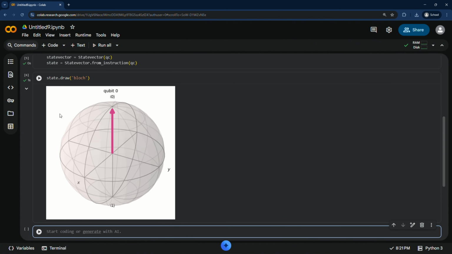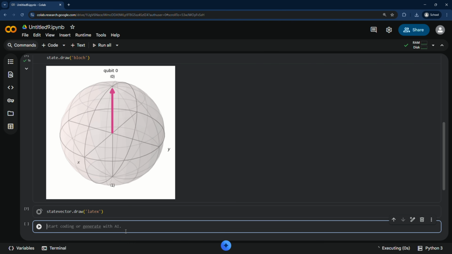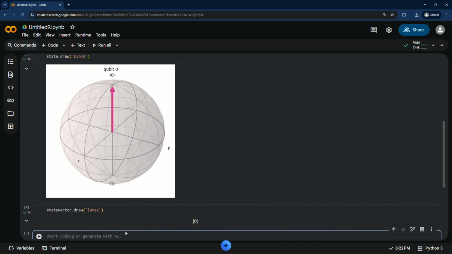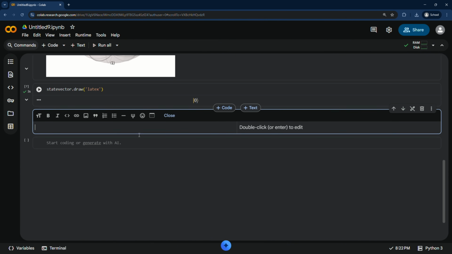First, look at the Bloch sphere. You see the Bloch vector pointing straight up. This tells us the qubit is in the state 0. Now look at the latex output. You should see state 0. Now let's apply the Pauli X gate and observe the resultant state.